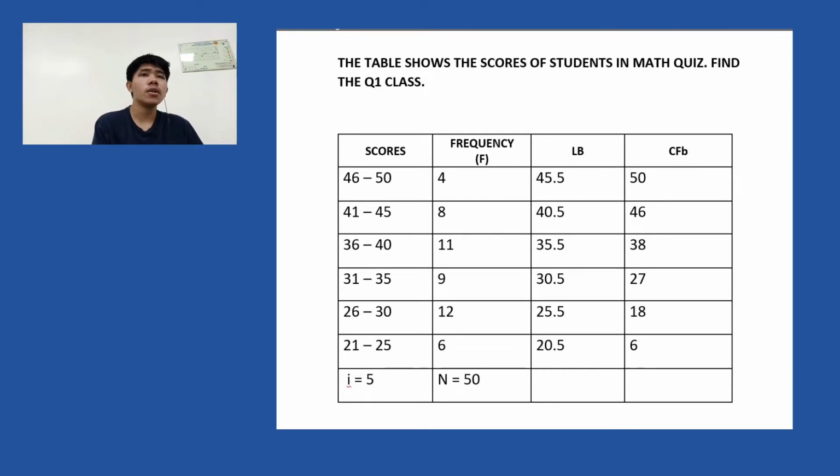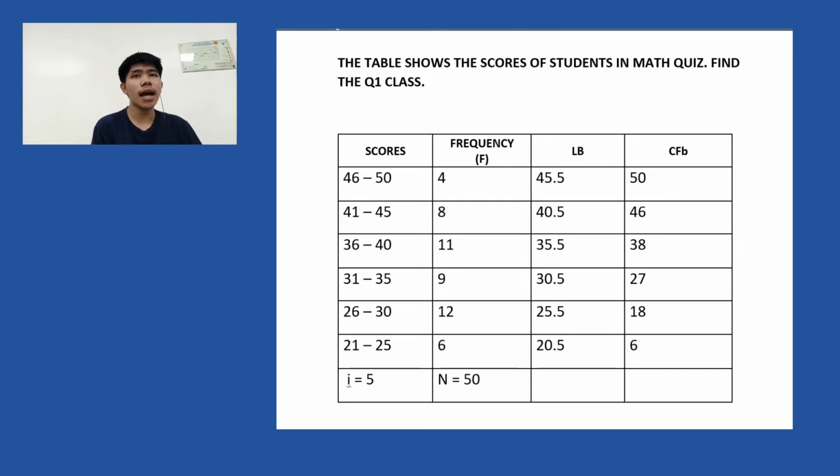Now, the next column of our table is the CFB, or the cumulative frequency below. For us to get the first value of our cumulative frequency below, we simply copy the frequency of the lowest score. The frequency of the lowest score was 6. This time, we just copy it to have our first value of the CFB. Next, for us to get another value, we simply add it to the next frequency. So our first cumulative frequency is 6.